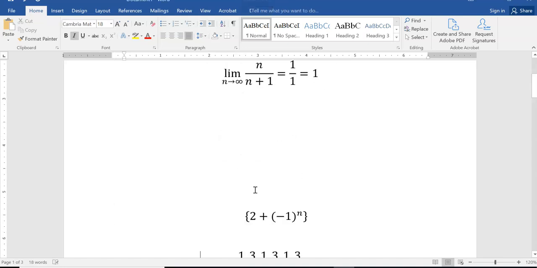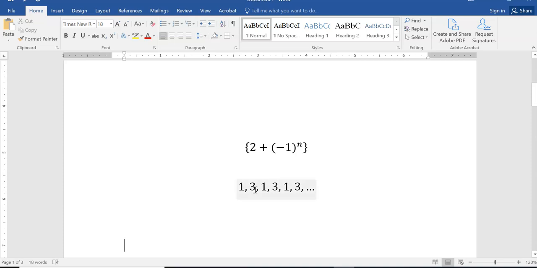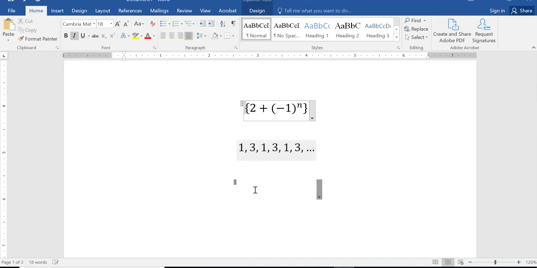Now the next sequence that we had, I am going to list out the terms for. 2 plus negative 1 to the nth power. Now remember, this one went back and forth between 1 and 3, 1 and 3, 1 and 3.